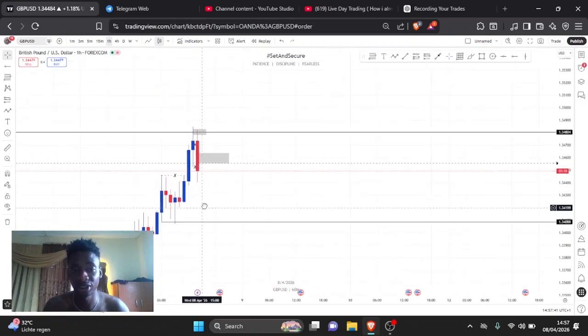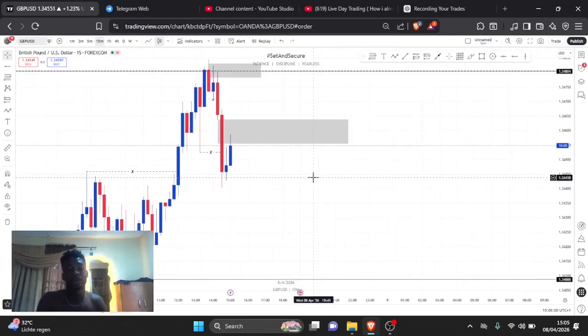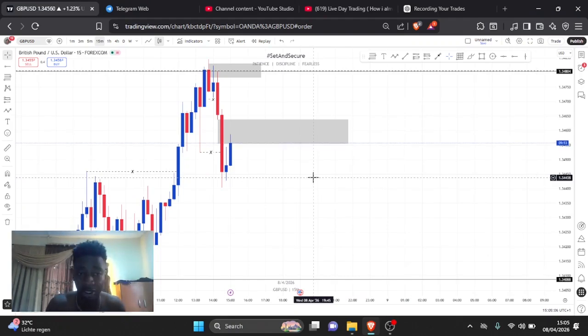Alright, so let's see if we are going to get a reversal. So if ever the gap, and I'm going to enter. Yes, I've entered the sell. I'm not going to send this, I'll just screenshot and send to my Instagram story. But before I do that, let me first set the stop loss.